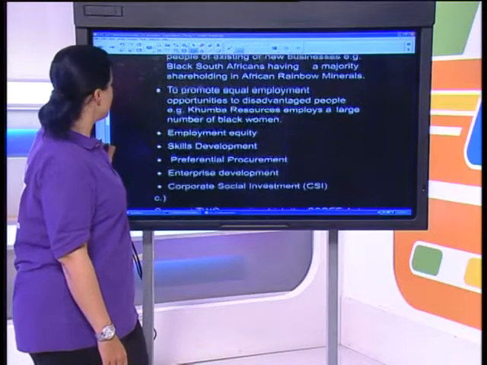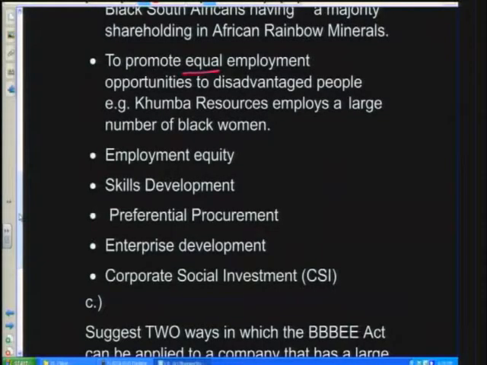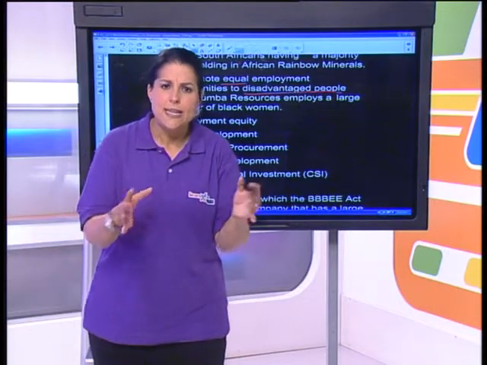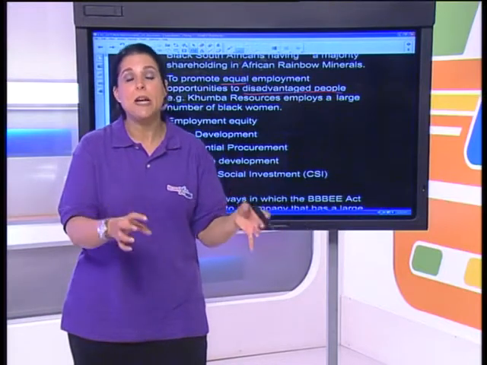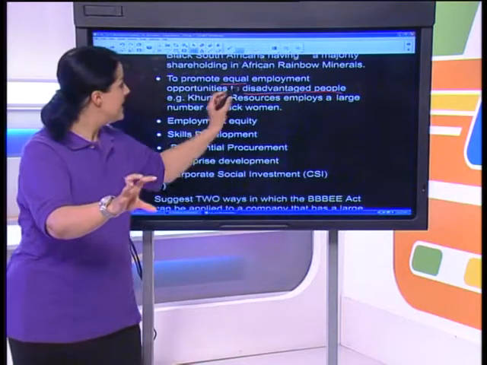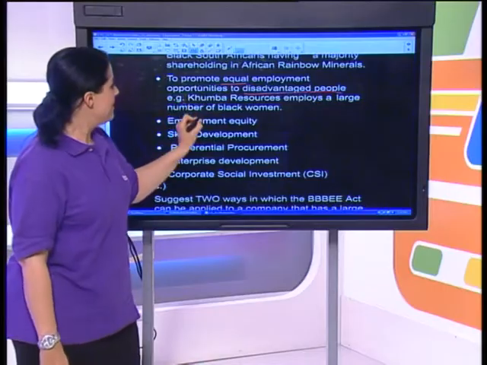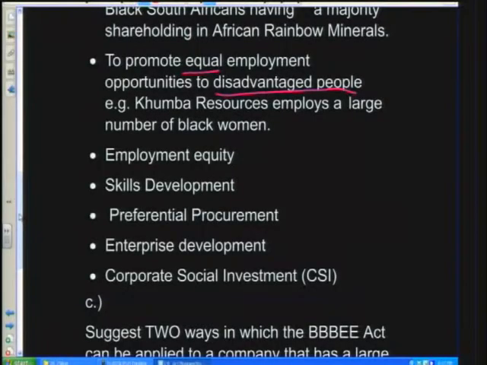Then I said you could also say, to promote equal employment opportunities to disadvantaged people. Remember, you need to focus on this. Because we're talking about BEE, it is about disadvantaged. It is about people that didn't have the opportunities. So you must say to me, disadvantaged people. Example, I just put here, for Kumba Resources that employ a large number of black women. Not just black men specifically, but they focus on women.